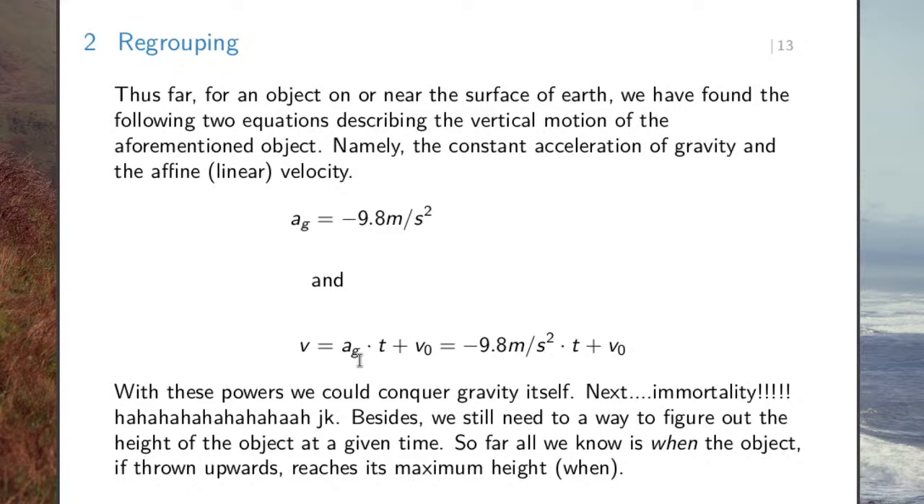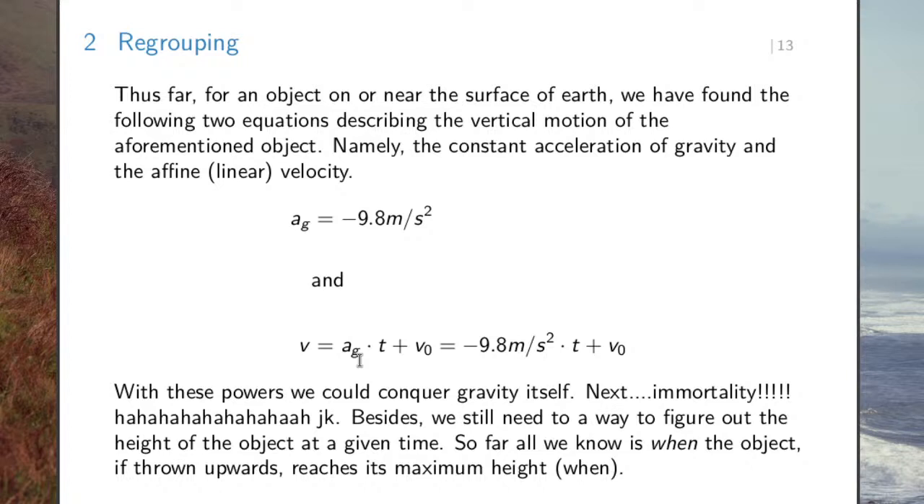And with these powers, we could conquer gravity itself. We could be a superhero. Fight crime. Or whatever. But first, whatever. Man, I had all these great jokes lined up, and then, that was 2 days ago, and I forgot them all. My sadness, the winter of my discontent. Whatever.